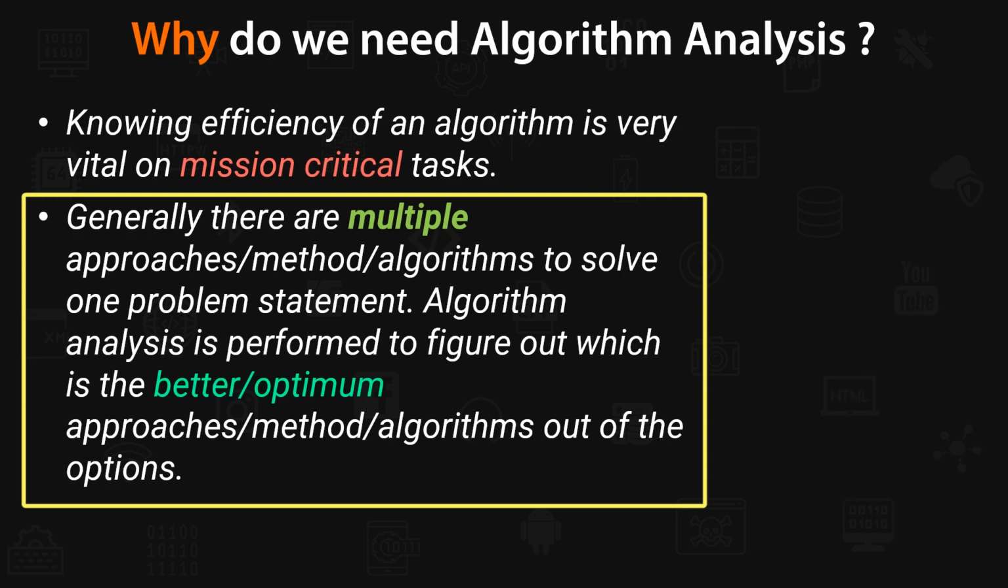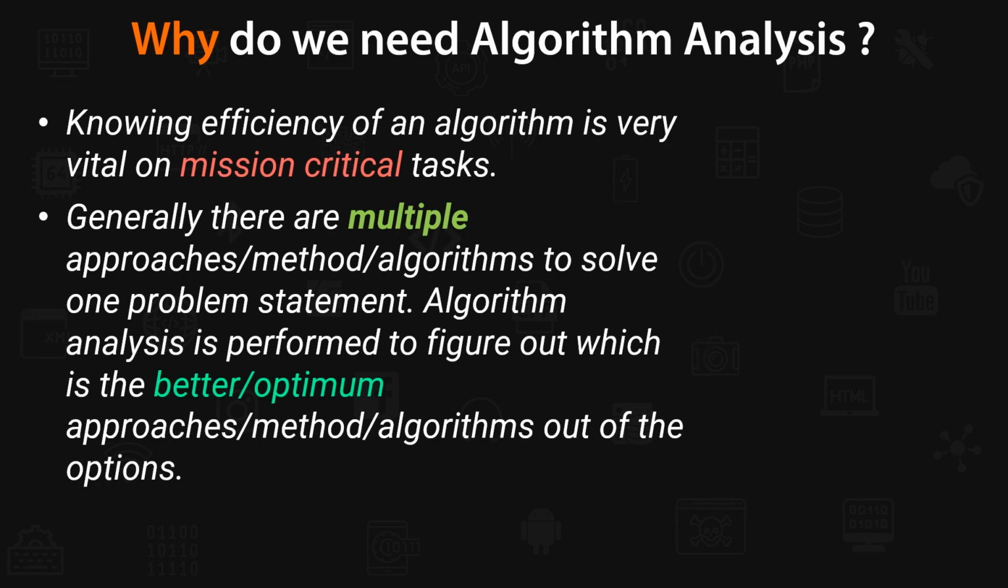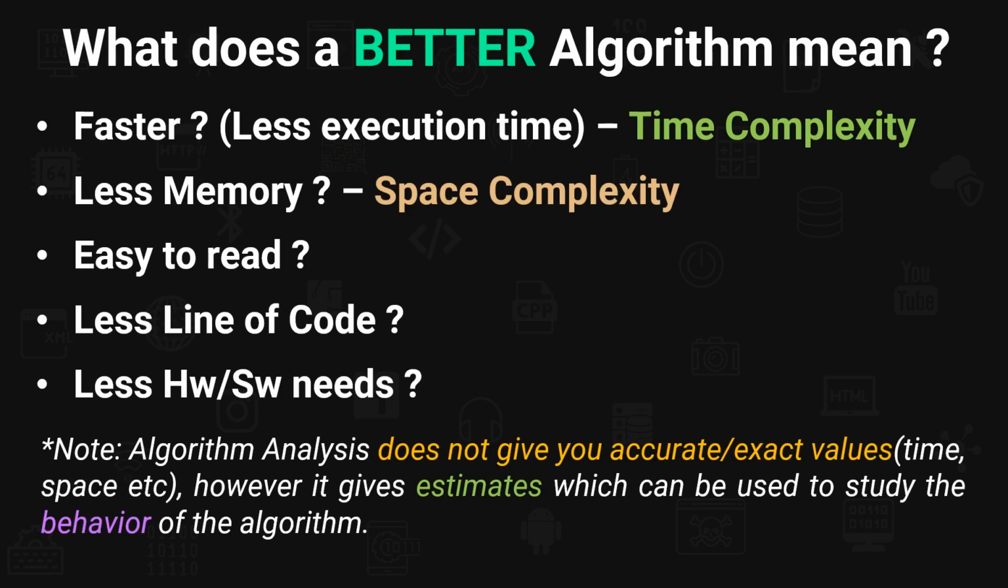So different situations require different criteria, and that's why when you have multiple choices, you need to select the one that is best suitable for you. So these are two major reasons why we need to have a good algorithm analysis. So talking about multiple approaches, what makes an algorithm better, right? Let's have a look. So the next obvious question arises, what does a better algorithm mean?